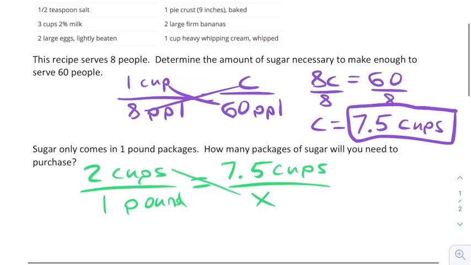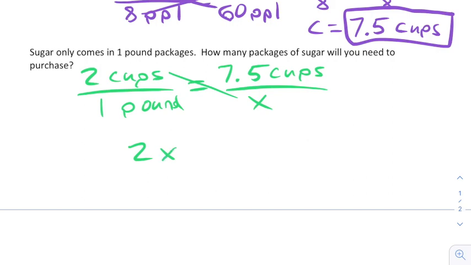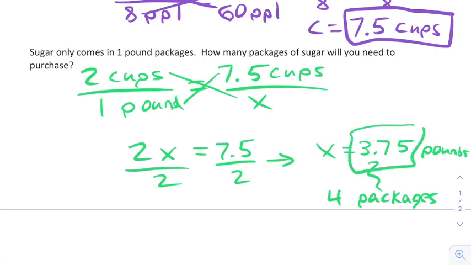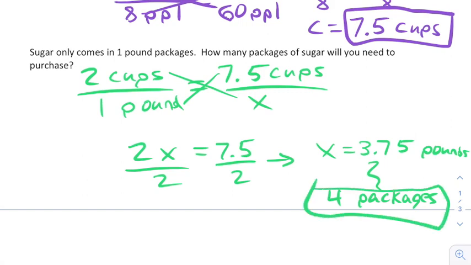So I'm going to cross multiply and get 2x equals 7.5, and I'll divide both sides by 2 and find out that I need 3.75 pounds of sugar. Well, if it only comes in 1-pound packages, then I'm going to need 4 packages. 3 wouldn't be enough because that'd only be 3 pounds, and I need 3.75. So sometimes you have to buy too much, and I'm going to have to buy too much because not enough is not going to cut it.